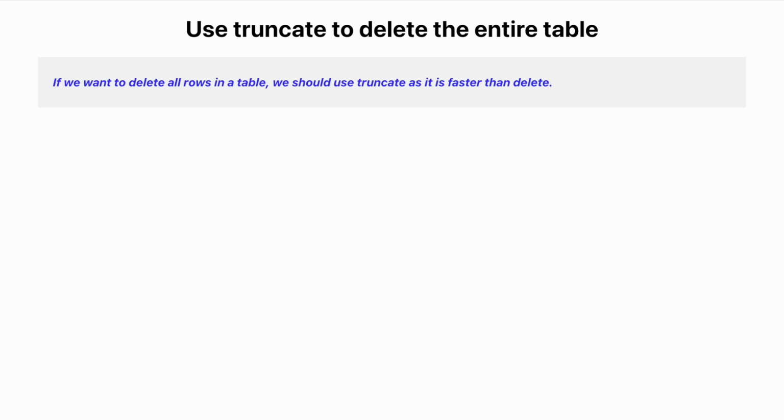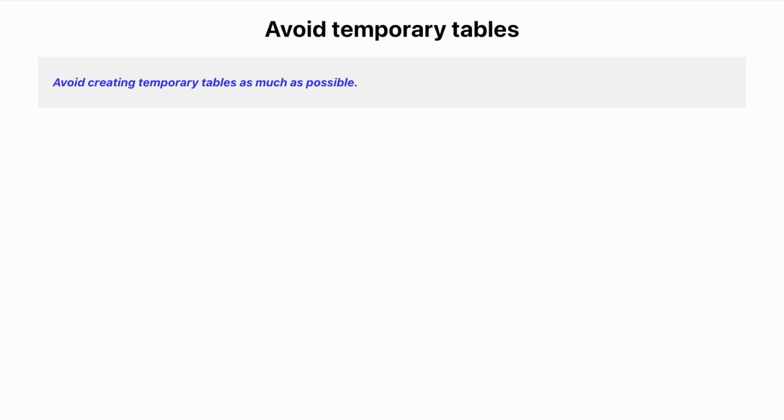Use truncate to delete the entire table instead of delete. If we want to delete all rows in a table, we should use truncate as it is faster than delete. It is faster because it does not log individual row deletion and does not fire triggers. Mostly, truncate is used to delete the temporary tables. Avoid creating temporary tables as much as possible.